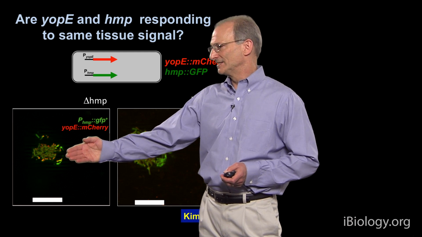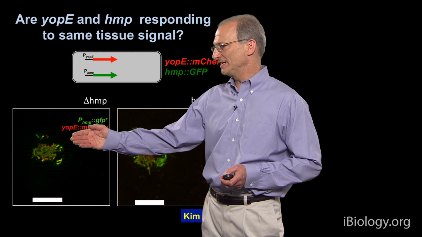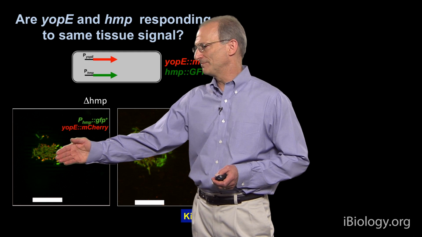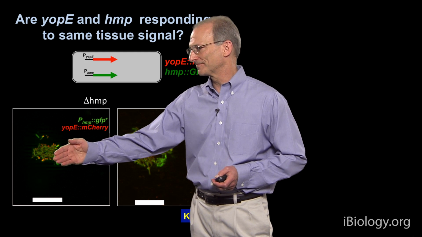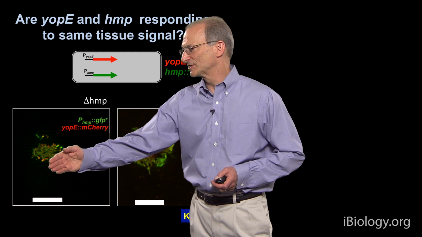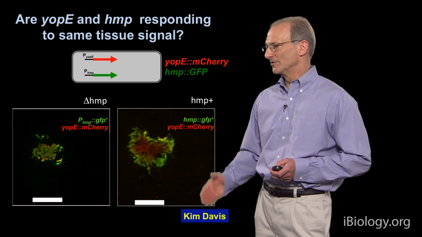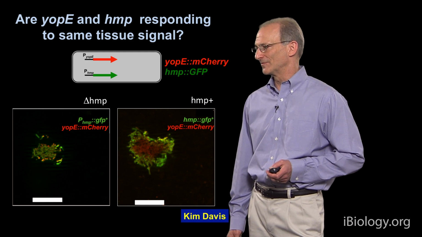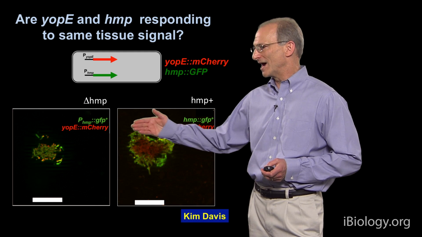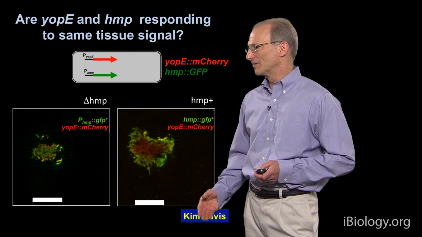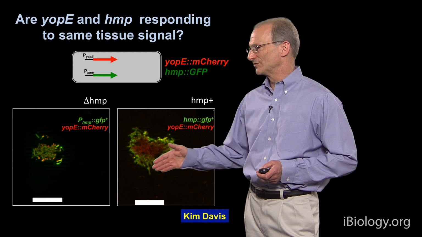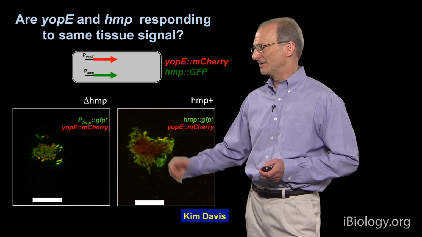What you see is that the green GFP is HMP. There's HMP expression throughout the colony, but YAP-E is still expressed at very high levels around the edges where it's in contact with host cells. So these two proteins are responding to different signals. Now in the wild type, again, you see something similar to what we'd seen before: an extreme gradient of expression of HMP.